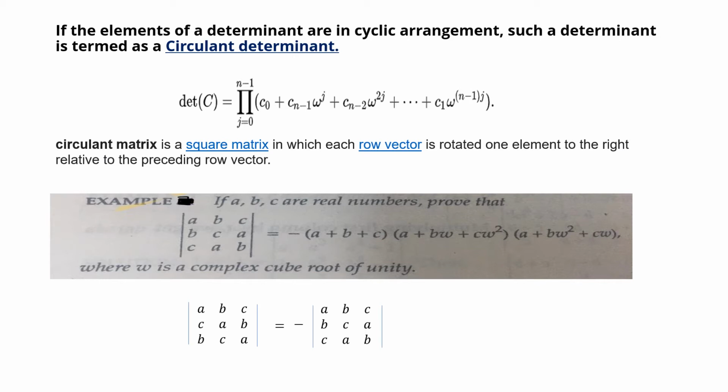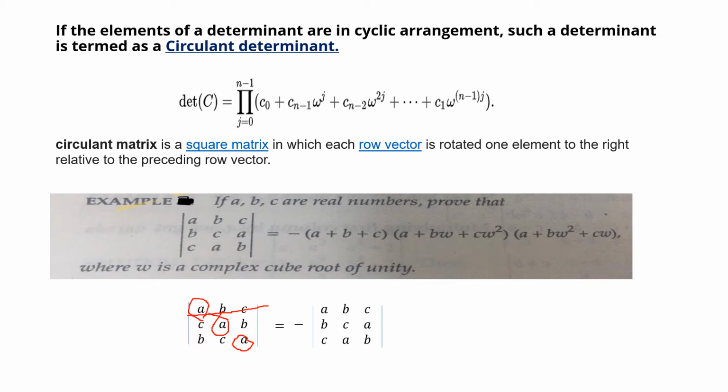A, B, C in the first row, then rotating one element to the right. That means if this is A at position 1 1, you will shift it to the next position and it will go here. Similarly, in the third row you shift it again, so it will go here. In this way, if the matrix is formed, then that matrix is known as a circulant matrix.